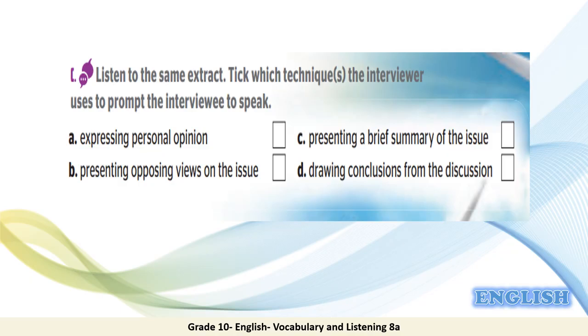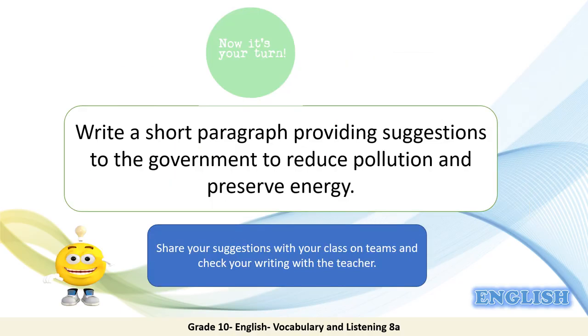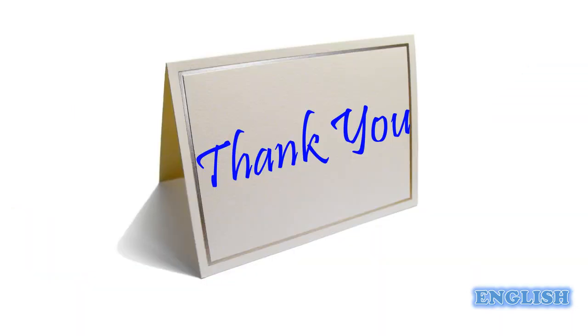Now let's brainstorm your answers. The answers are A. Expressing personal opinion. Well done. And the next one is presenting a brief summary of the issue. Excellent job, everyone. Now it's your turn. Write a short paragraph providing suggestions to the government to reduce pollution and preserve energy. Share your suggestions with your class on Teams and check your writing with the teacher. Thank you.